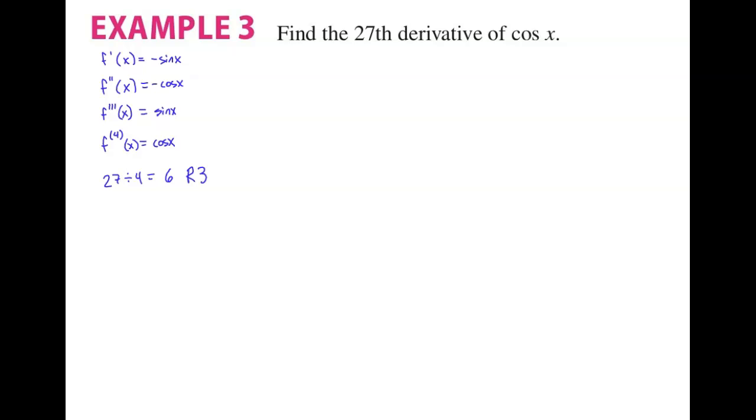So once we take 24 derivatives, we'll be back to cosine x. And then we just need to take 3 derivatives again. What's the third derivative of cosine? Sine, right? So, yes, I agree that the 27th derivative of cosine, which we would notate like that, is sine x. All right, give me a green check when you're good on that one.